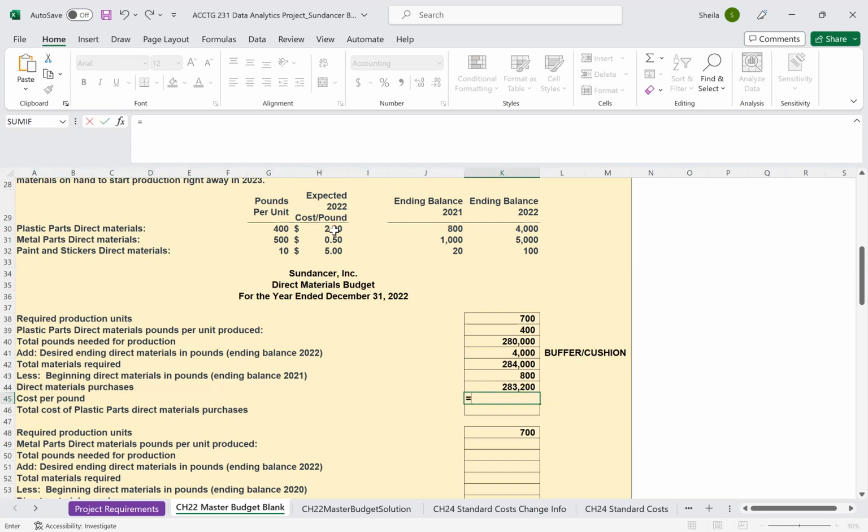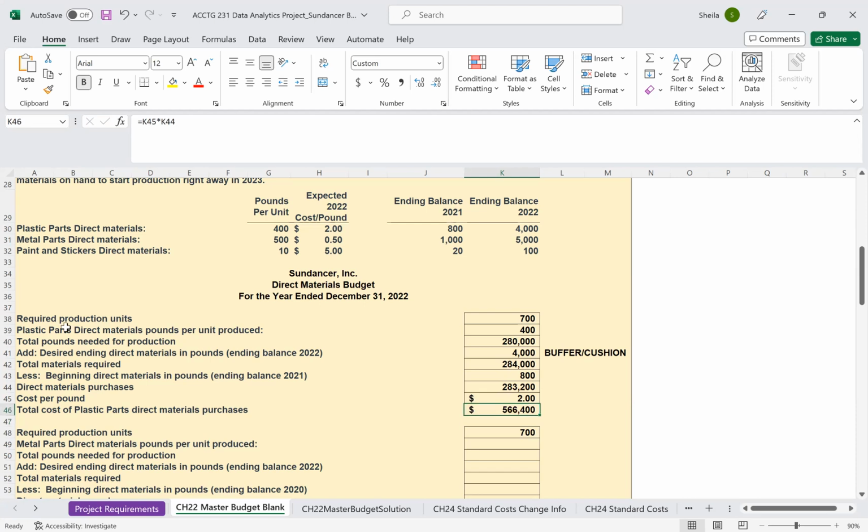If my budgeted cost per pound, which we're going to learn later is called standard cost, pounds per unit, I need $2 to spend on those plastic pounds. So if I take that times my pounds needed, that's how much I am going to spend on plastic parts.